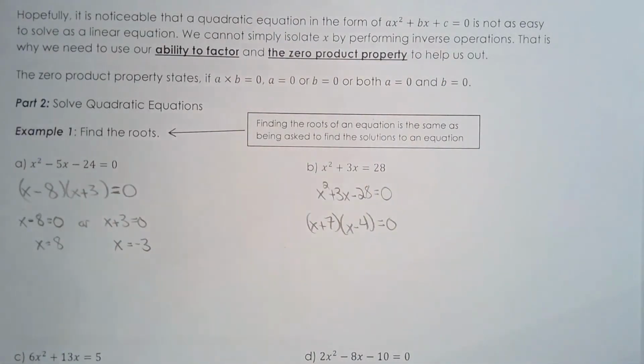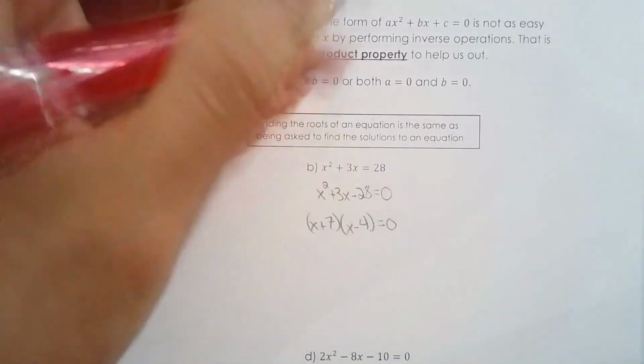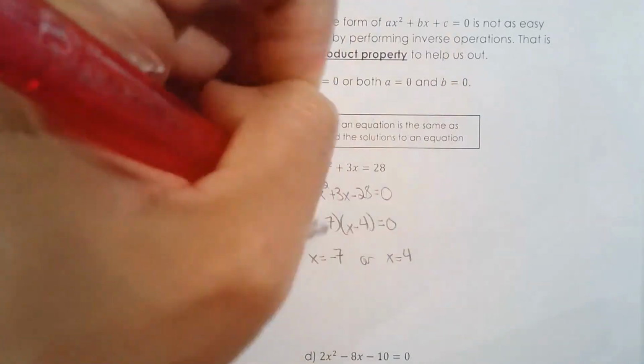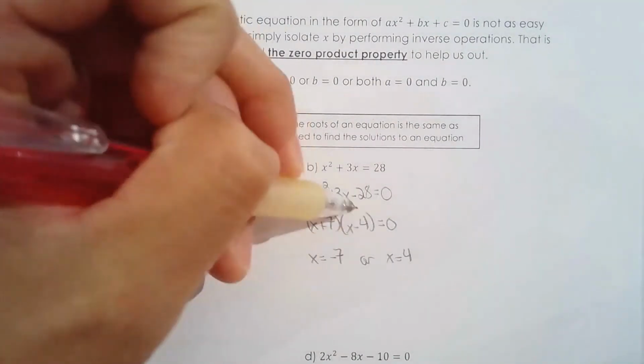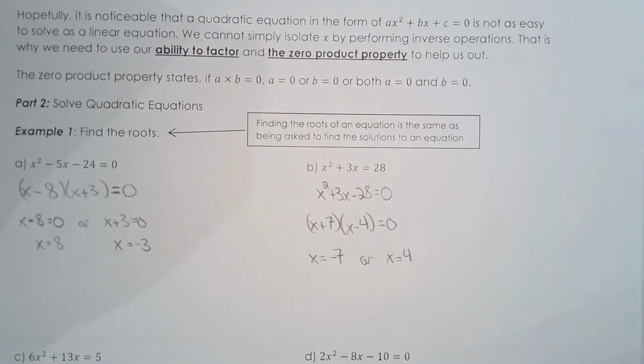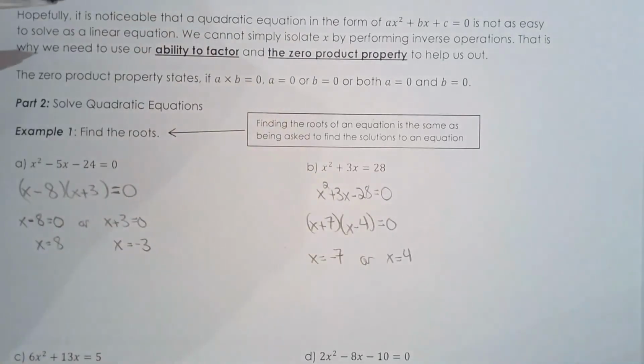What multiplies to negative 28 and adds to 3? So 7 and negative 4. So you can write down the factors equal to 0. But I'm going to jump straight to the solution. From the factor x plus 7, I get the solution negative 7. From the factor x minus 4, I get the solution 4. Because negative 7 makes the first factor 0, and 4 makes the second factor 0. So these are the solutions based on the zero product property. And of course, you can sub it back in and check with your equation.